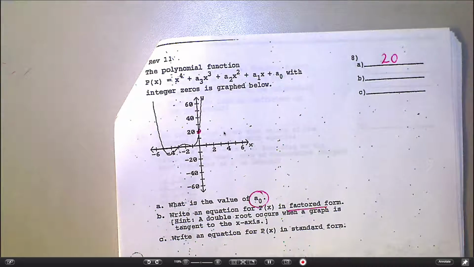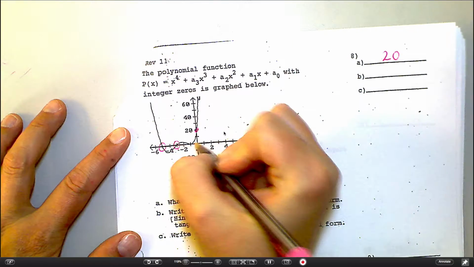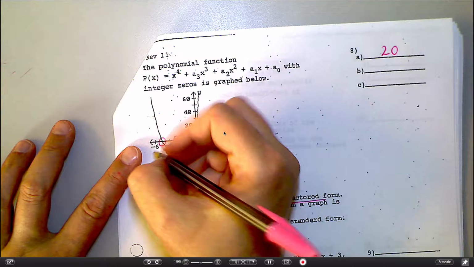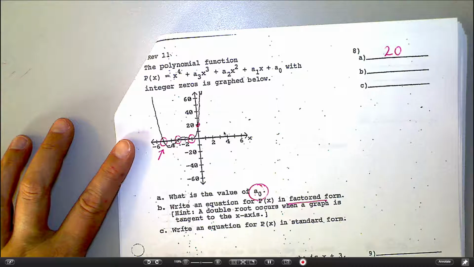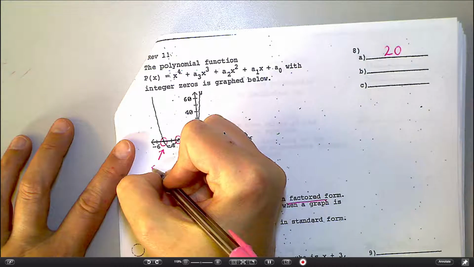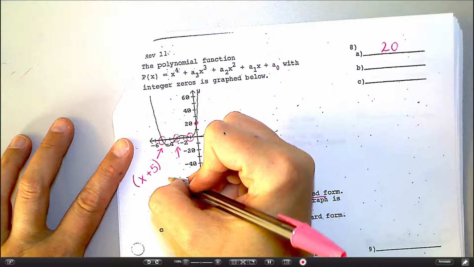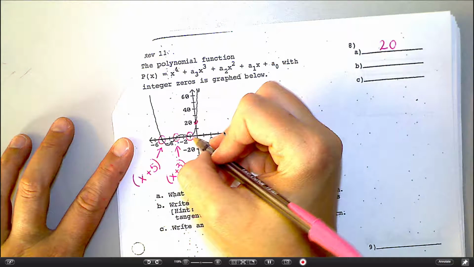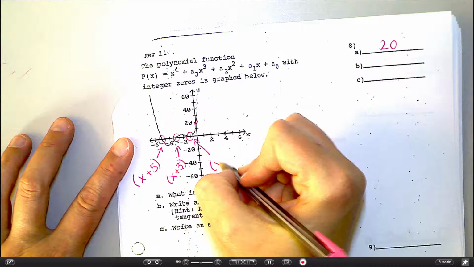Okay, wherever the roots are, right? So I have a root here, a root here, and a root here. If I have a root at -5, what does that mean my factor would look like? X plus 5. Yep, it's really x minus -5. So x plus 5 would be a factor there. Here my root is at -3, so my factor there would be x plus 3. And then here, this is a -1, so there my factor would be x plus 1.